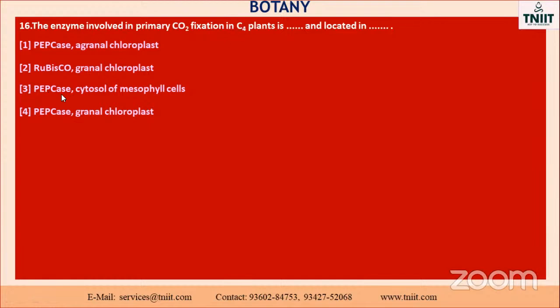Phosphoenol pyruvate carboxylase. Where it occurs, two things are very, very important: cytosol, mesophyll cells. So this is the answer. This is a direct question, my dear students. This one is also a direct question. Others also will not come. Grana, so this and all will not come.